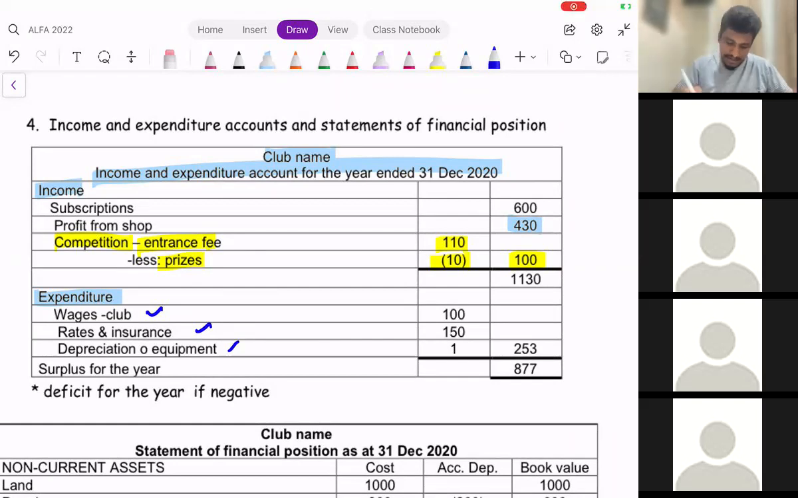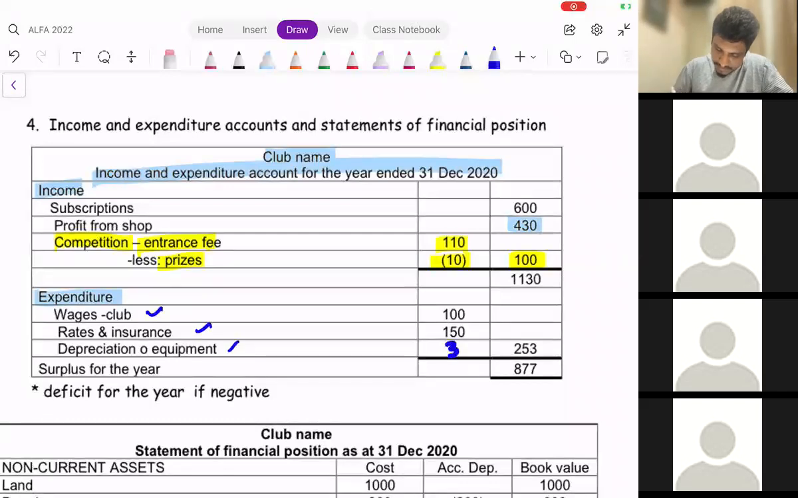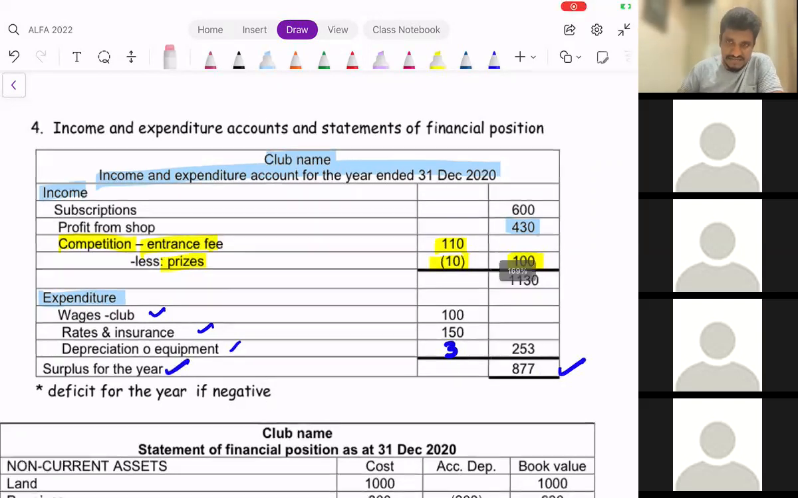Okay, the depreciation is actually 3, that was a typo. Depreciation is 3. If we get a positive answer, we call that surplus for the year. If we get a negative answer, we call that deficit for the year.